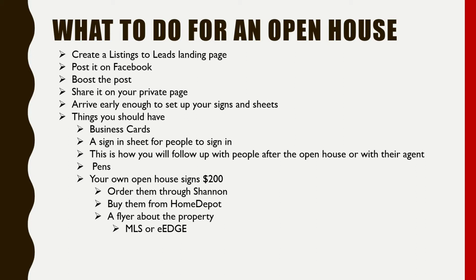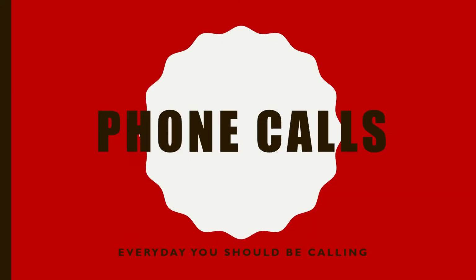Make sure you have plenty of pens that work. I talked about your own open house signs already. They're about $200. When I made this one, it was Shannon. Right now, you would do it through Lee, or you can buy them at Home Depot. And you also want to have a flyer about the property. You can do this through MLS. You can do it through Listings to Leads. You can do it through eEdge. There's several different places you can print off flyers for the property.